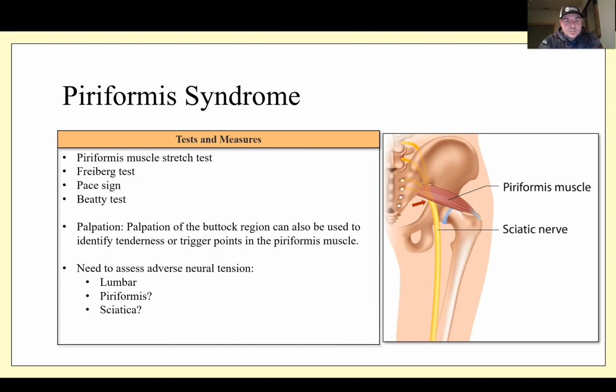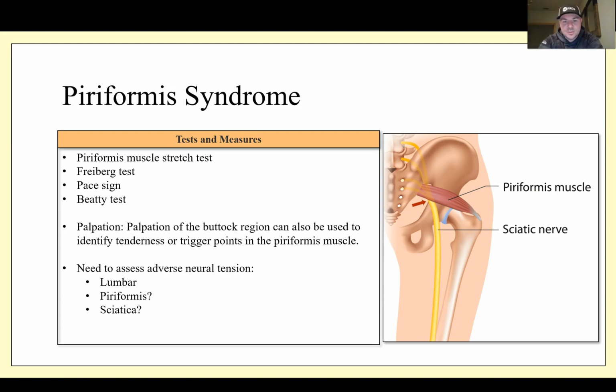So the tests that we do for this in the clinic, one is called the piriformis muscle stretch test. I'll have you look that up, and these other ones as well: the Freiberg test, the Pace sign, the Beatty test. All of these are trying to contract or stretch the piriformis in an isolated fashion to see if it puts extra stress on the sciatic nerve.